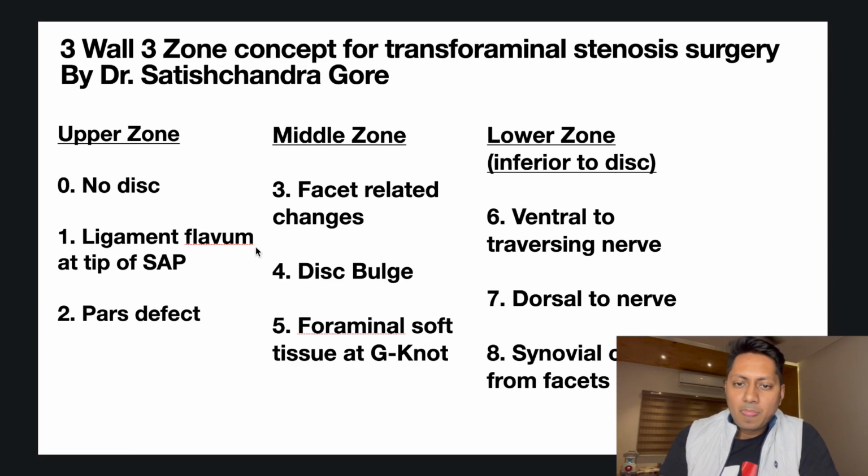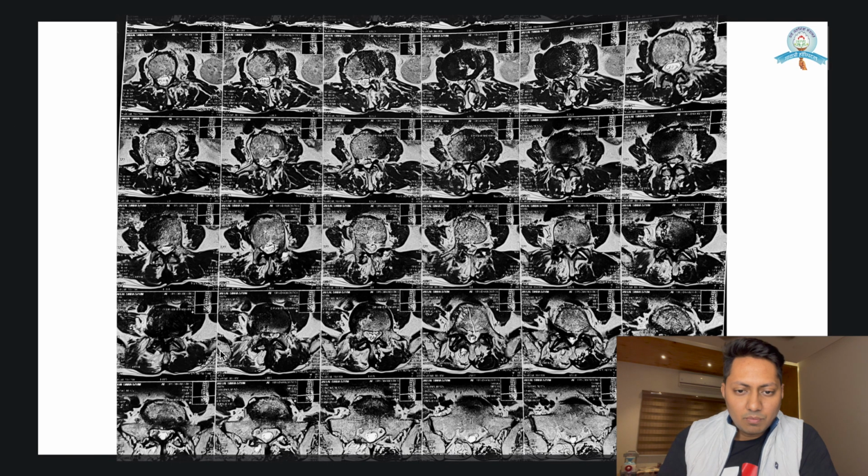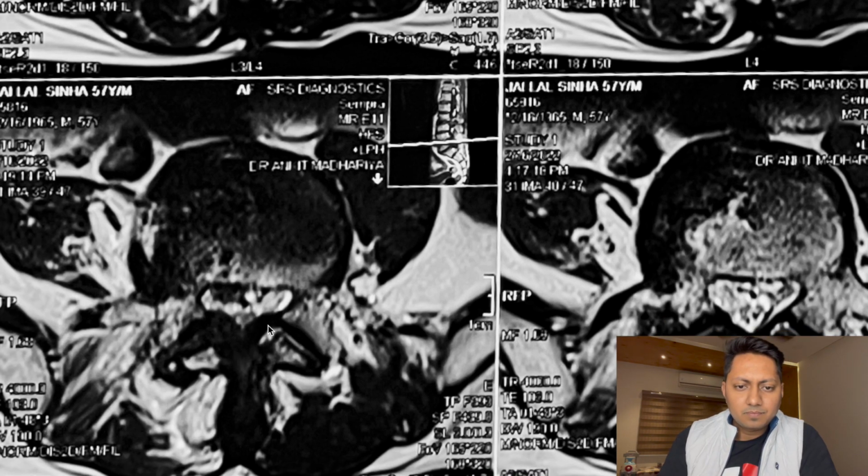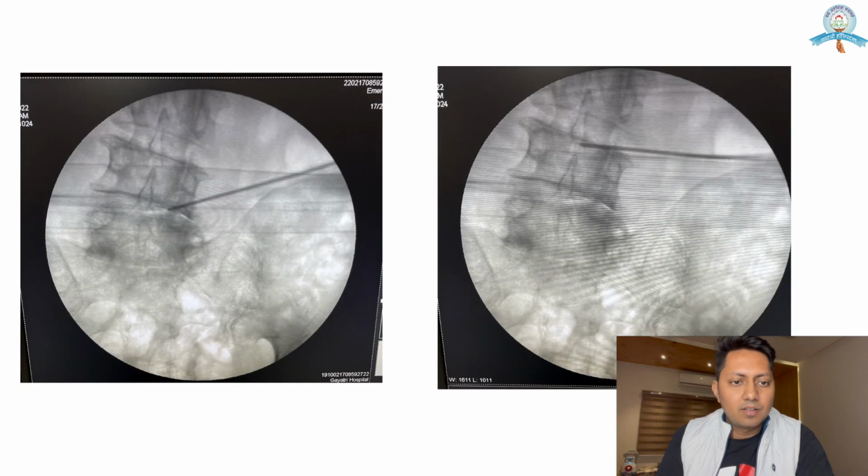So in my surgery, my targets are already fixed now, so I have to address the ligamentum flavum in the upper zone, all 3 things in the middle zone, that is facet related changes, disc bulge and foraminal soft tissue at G0. And in the lower zone, I'll be addressing just structures that are ventral to the traversing nerve. Now ventral to the traversing nerve would be this disc bulge that you can see over here. I'll be addressing this disc bulge which lies behind the L5 vertebral body. So those will be my targets, and I'll show you how I'll address all those targets in a while.